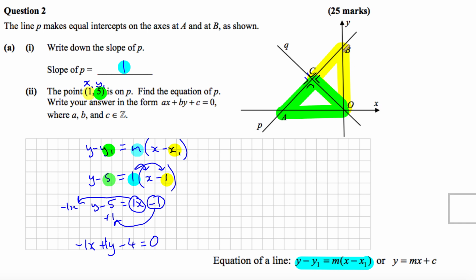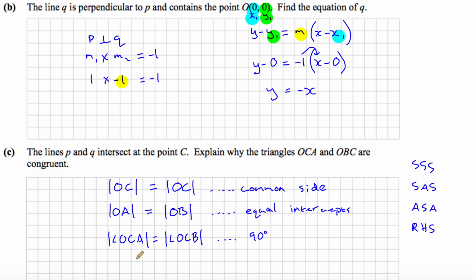We have the hypotenuse in both triangles, OA and OB, and we have a common side. So we have RHS, right angle, hypotenuse, and a side. Therefore, the triangle OCA and the triangle OBC are congruent, identical in size. And that's the end of question, part C.